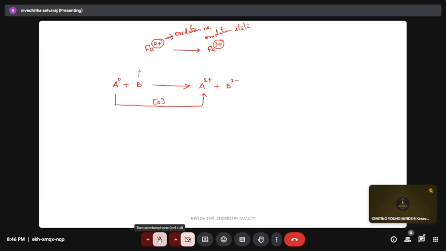And what is happening to B? The oxidation number is decreased. Initially it was 0, now it is -2. So the oxidation number is decreased, and this is reduction. So in one chemical reaction itself, both oxidation and reduction are happening. This kind of chemical reaction is called a redox reaction.